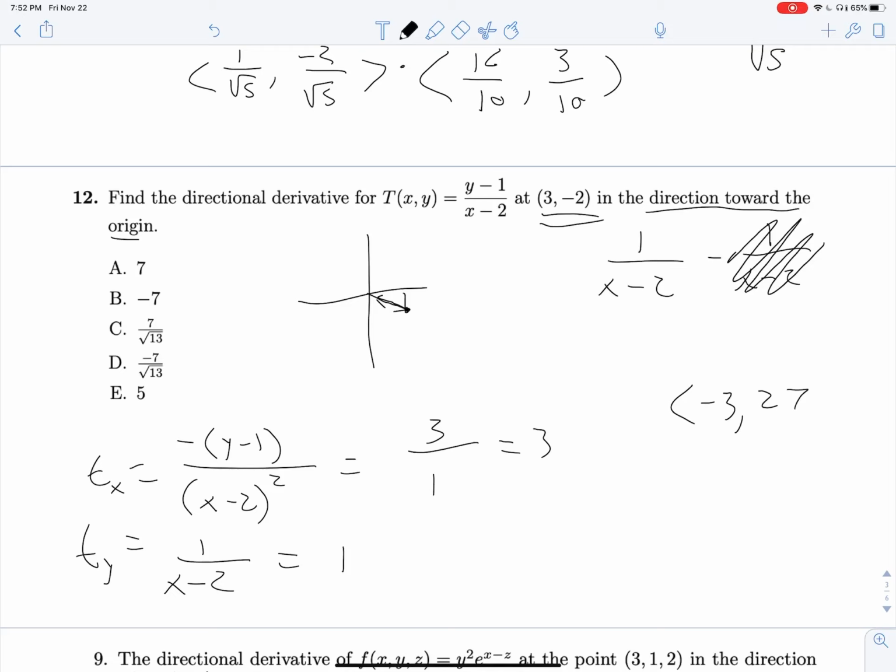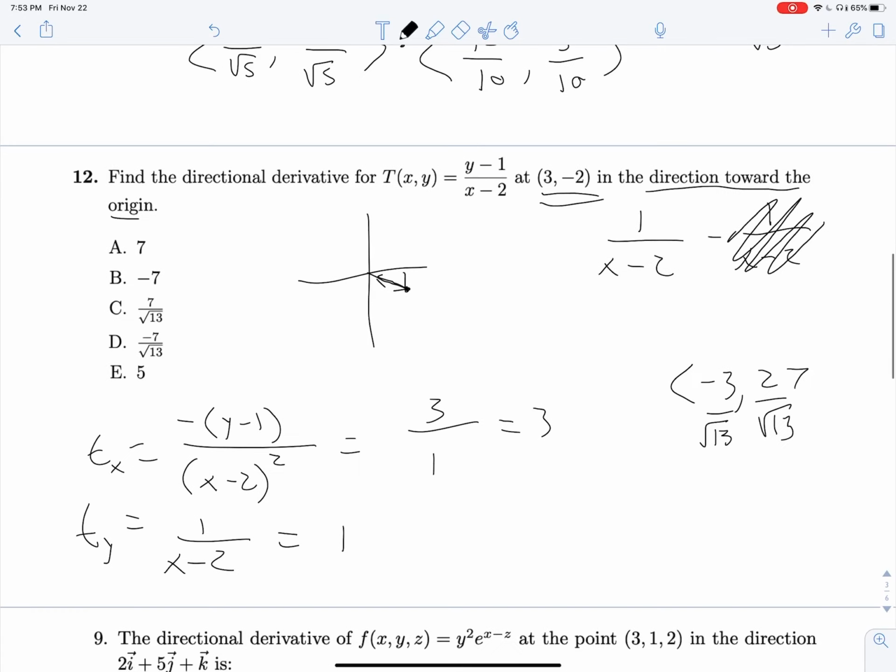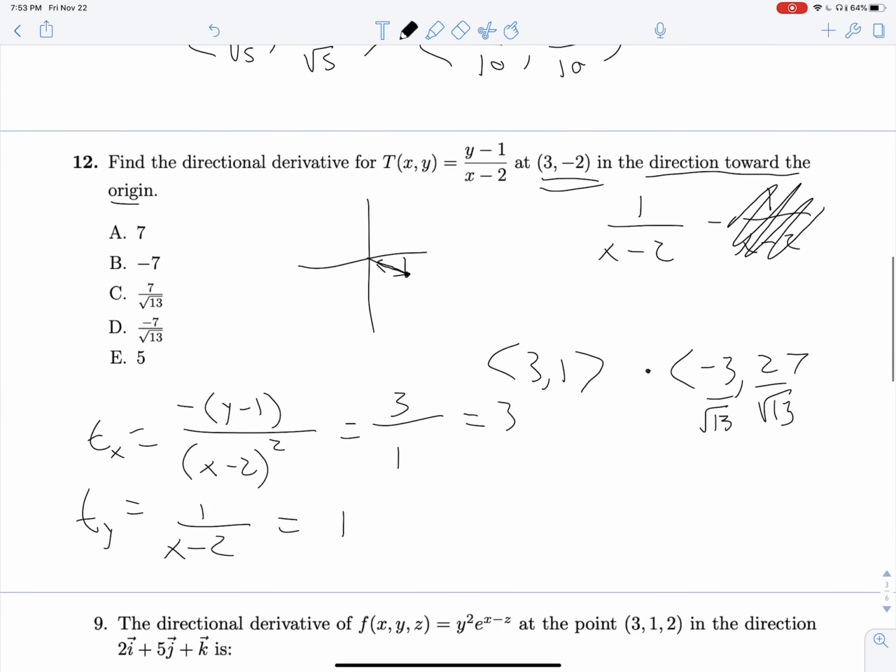And so all we have to do is divide by root 13, and take our dot product with this over here, compress it a little bit, with 3, comma 1. And this dot product will be negative 9 over root 13 plus 2 over root 13, which will give us negative 7 over root 13, and we're done.